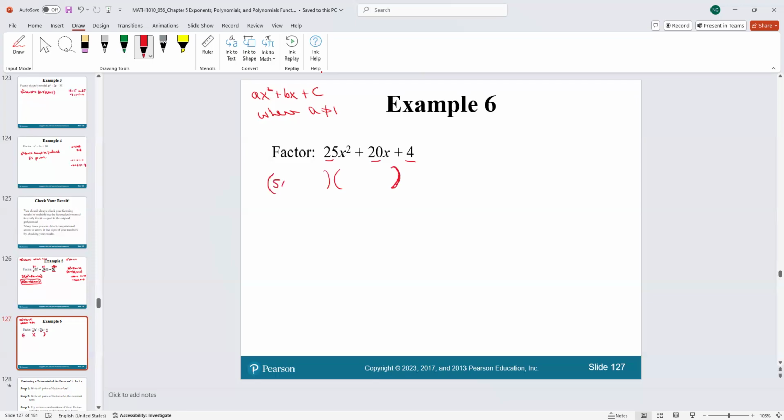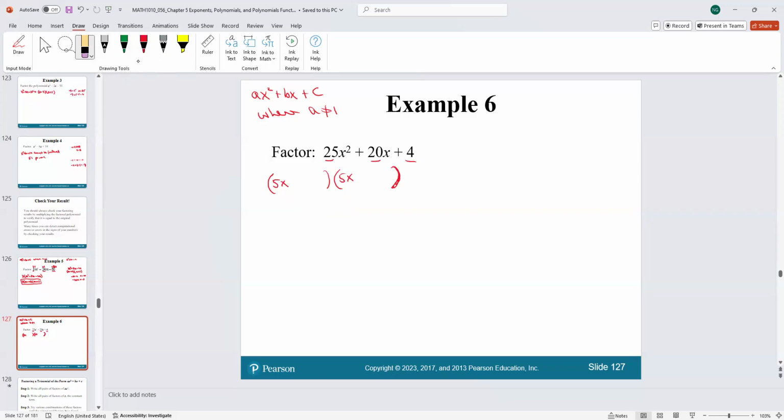So if I do 5x and 5x as the first terms in the first and second binomials, these two terms, when you multiply, give you the 25x squared. So we're good with that one. I mean, we don't know yet. You can either work 1 times 25 or 5 times 5. We're going to try 5 times 5.